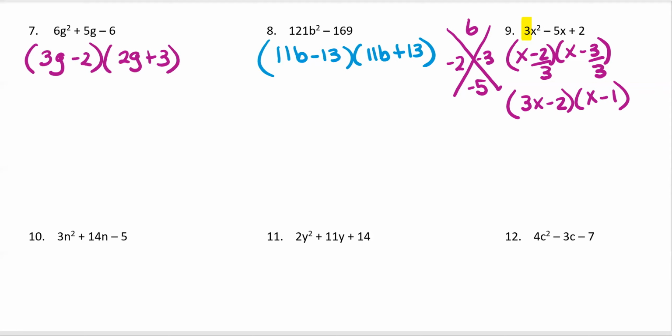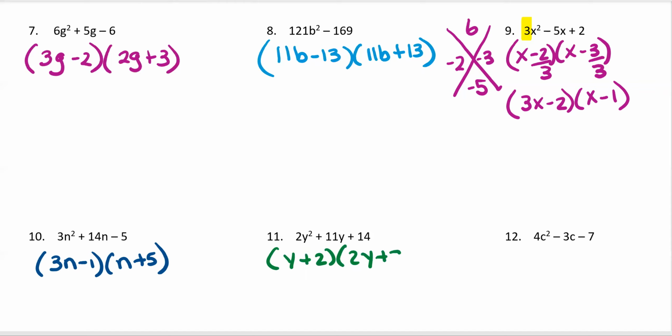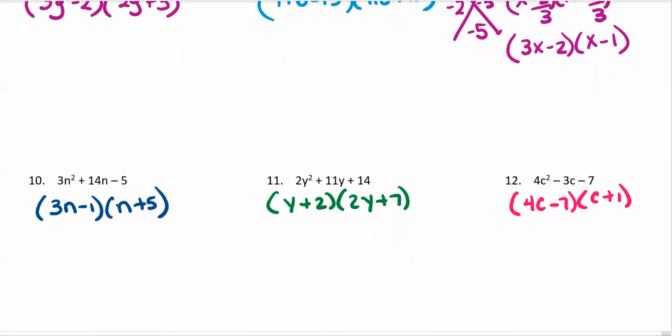Number 10, I'm going to let you work out, but I will tell you the factors are 3n minus 1, n plus 5. Number 11, factors are y plus 2, 2y plus 7. And number 12, 4c minus 7, c plus 1. Again, if you have any questions on how to work those out, be sure that you bring those up in class.